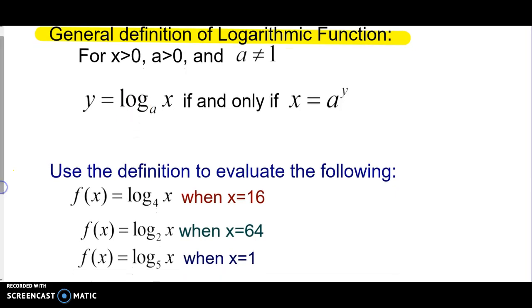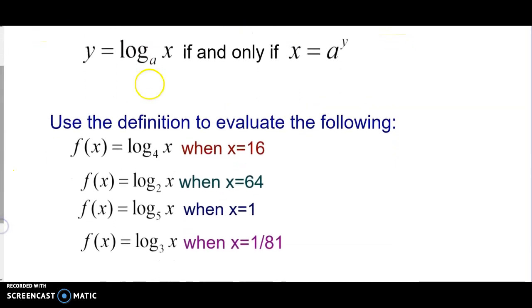Okay. Now, using this definition above here, this is like my favorite color. Not really, actually, I changed my mind.